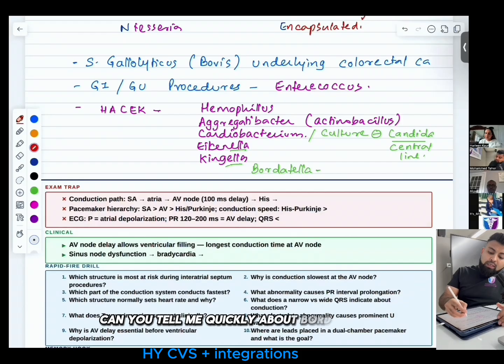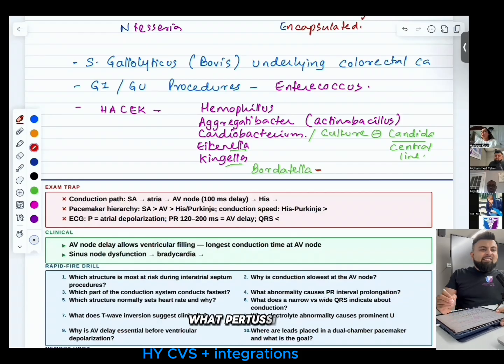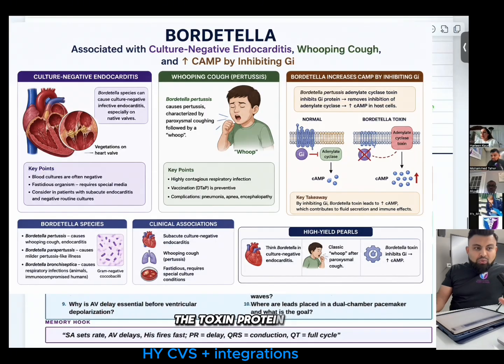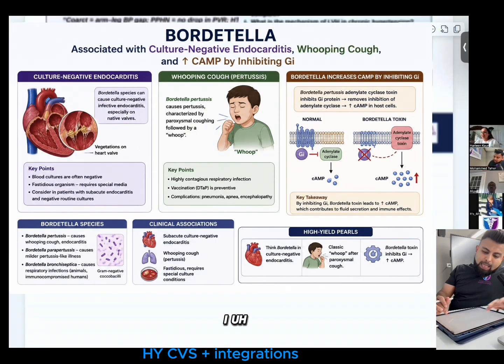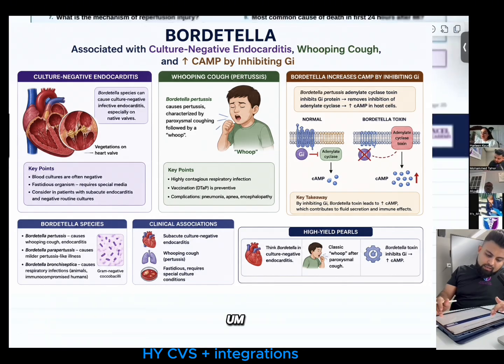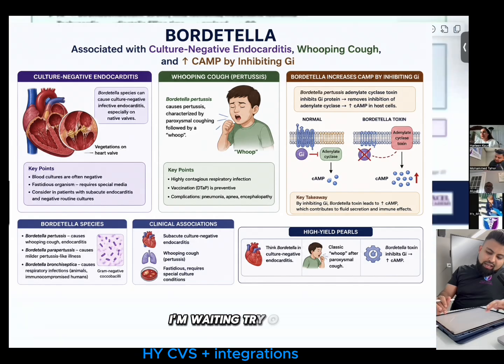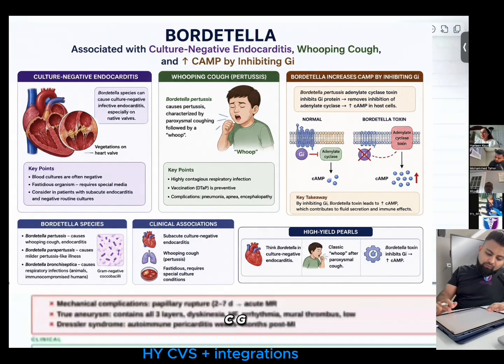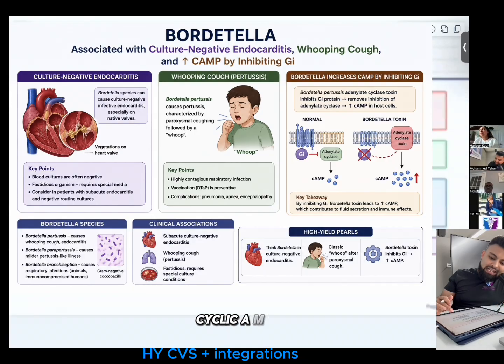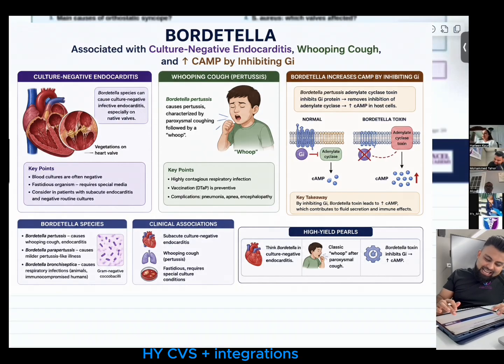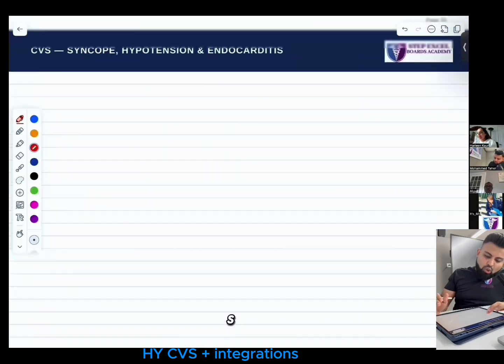Can you tell me quickly about Bordetella? Something about this? Yes, pertussis. The toxin. It does something with the G... Okay, I know, but I can't. Try. Don't give up. I'm waiting. CGMP something. CGMP? No. Cyclic AMP. Excellent. Yes.